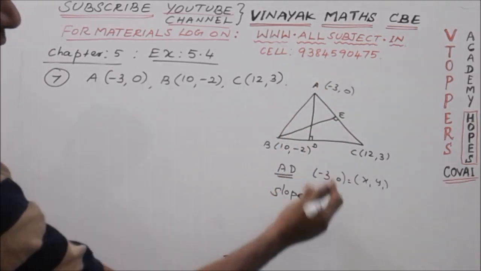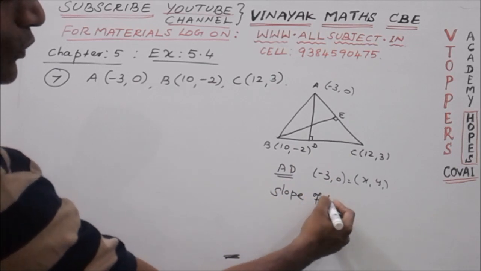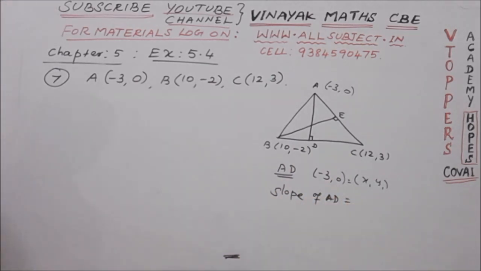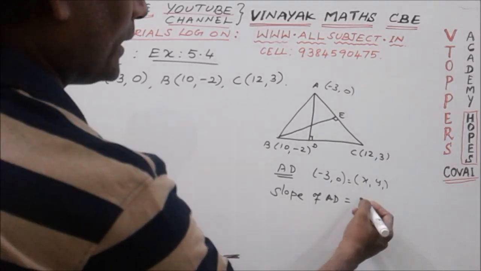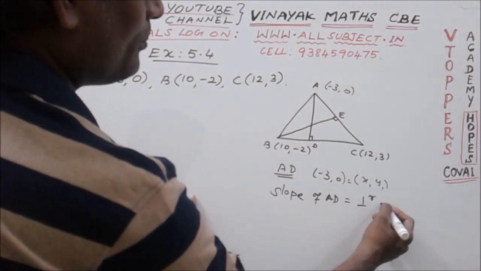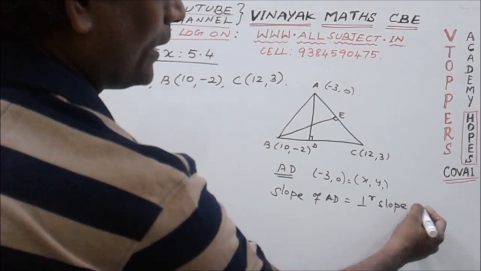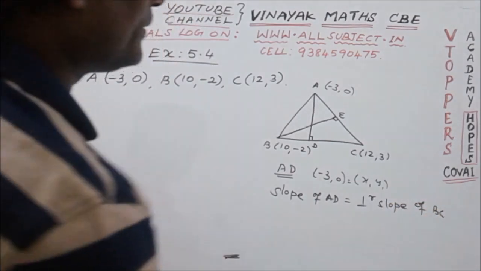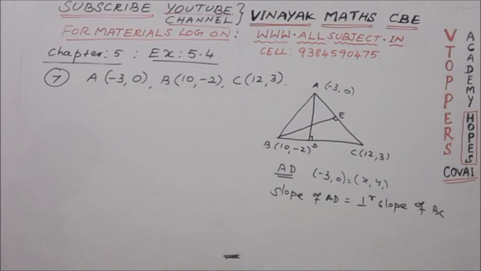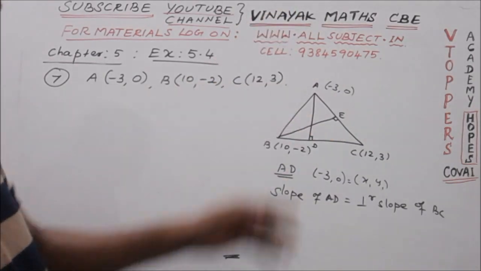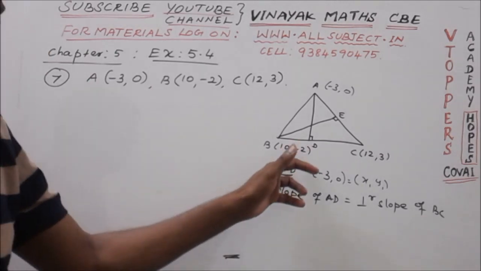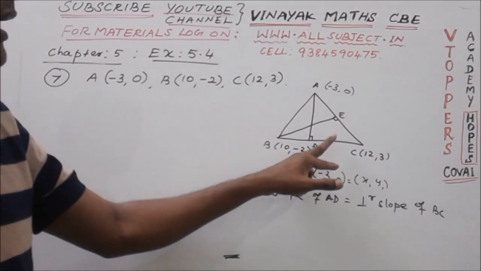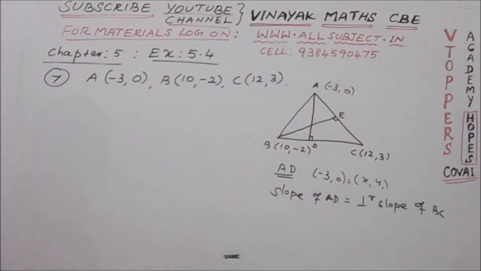AD is perpendicular to BC. So the slope of AD will be equal to the perpendicular slope of BC, because AD is perpendicular to BC. So both slopes are perpendicular. Find the slope of BC and then find the perpendicular slope of BC. That will be the slope of AD.